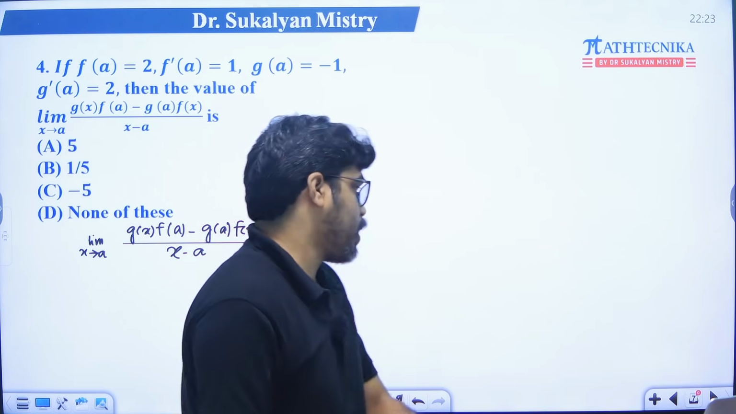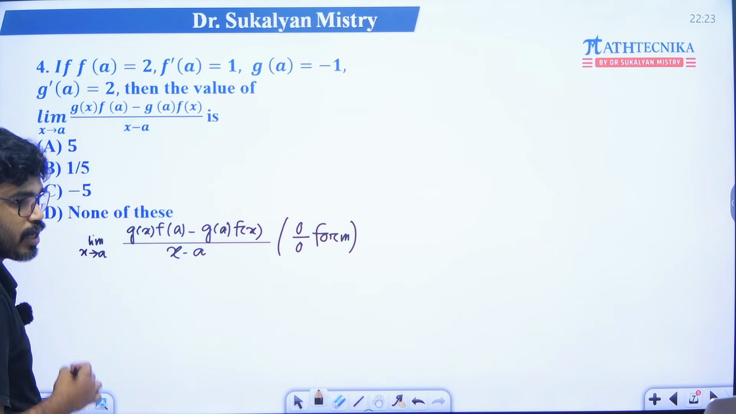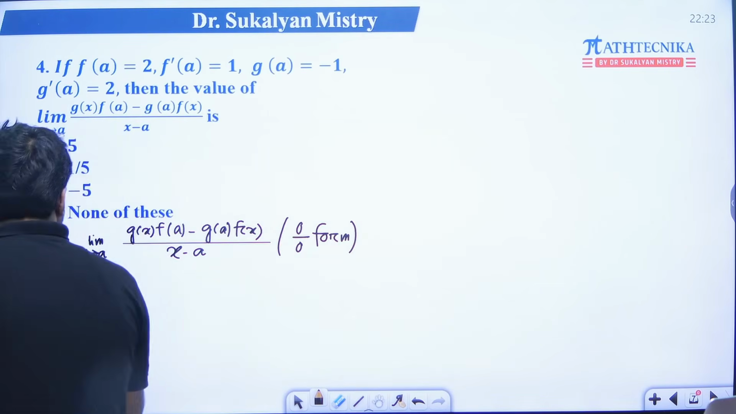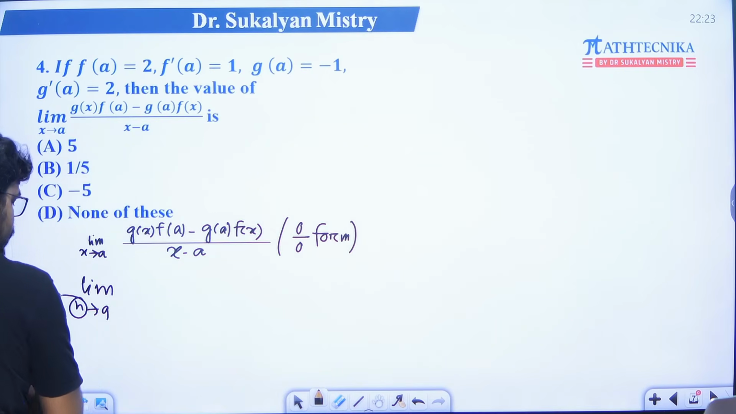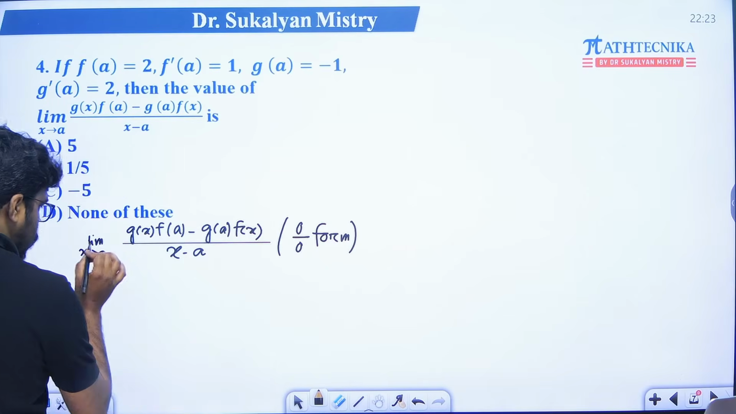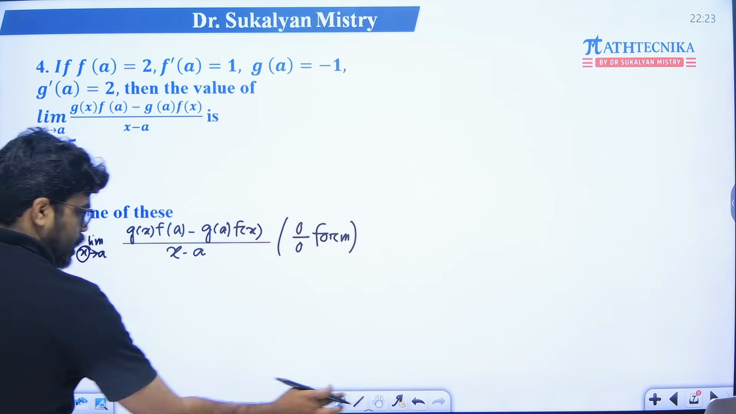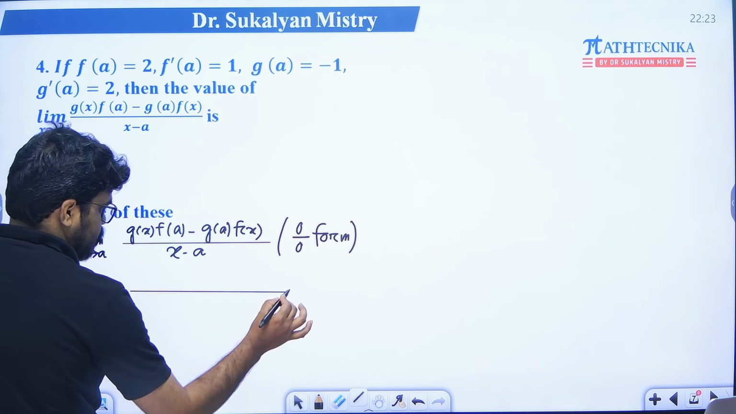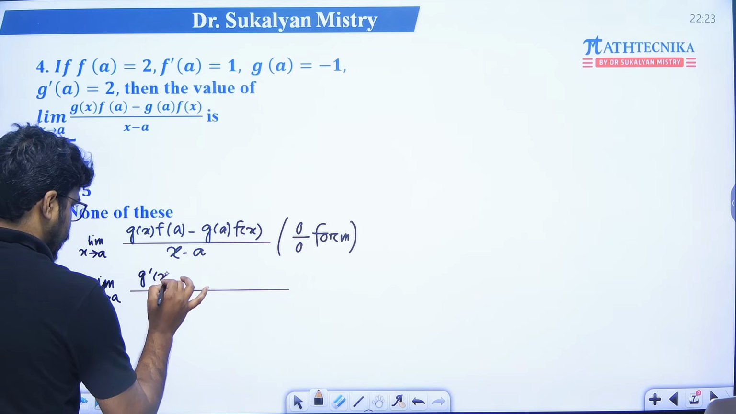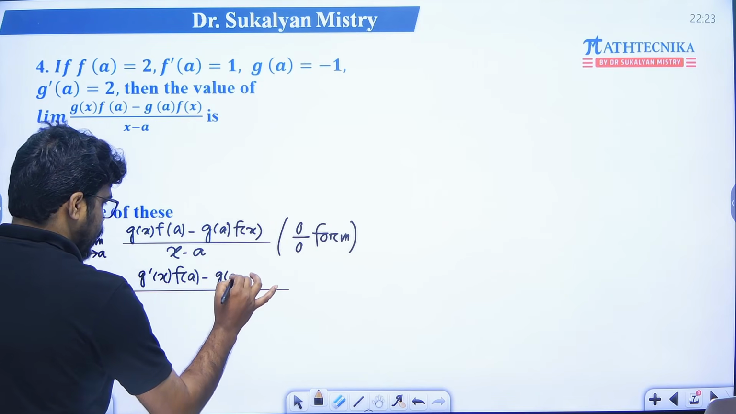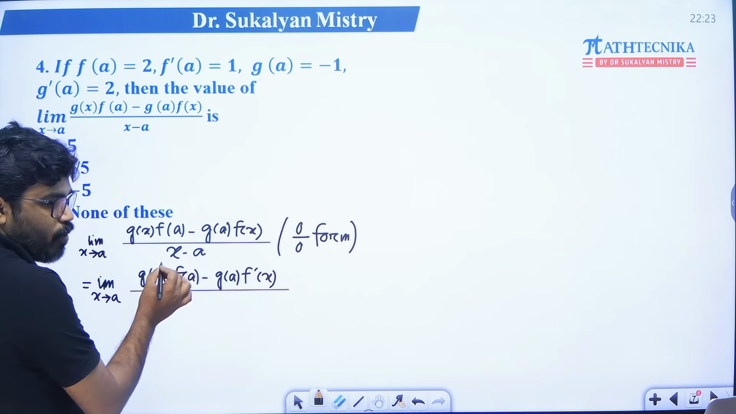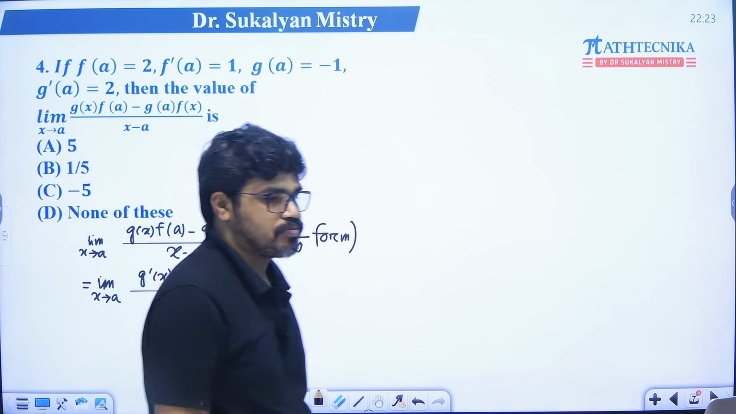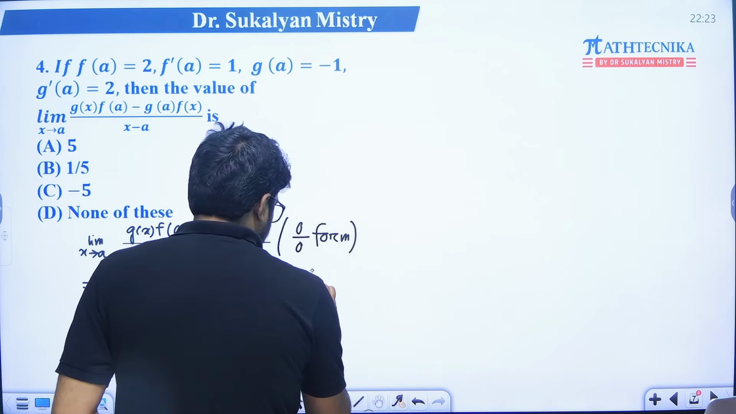If it is 0/0 form, then we apply L'Hospital's rule. Differentiation with respect to x, since the limit is x tending to a. So this equals the limit as x tends to a of g'(x) f(a), f(a) fixed, minus g(a) f'(x). The derivative of x is 1, and the derivative of a is 0. So here we basically apply L'Hospital's rule.